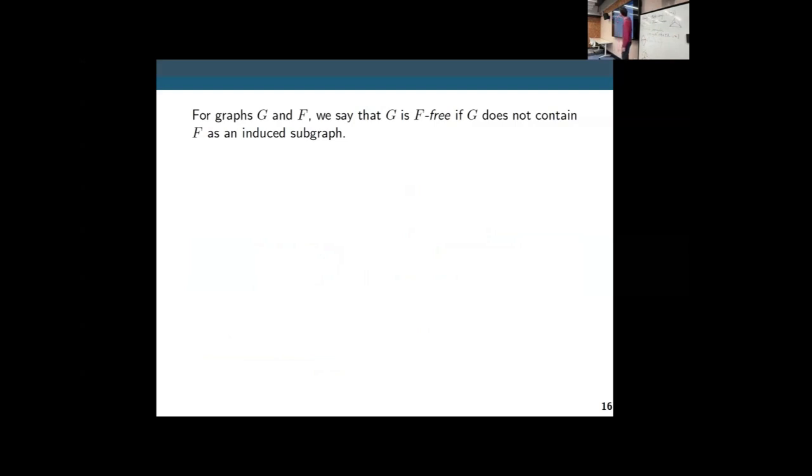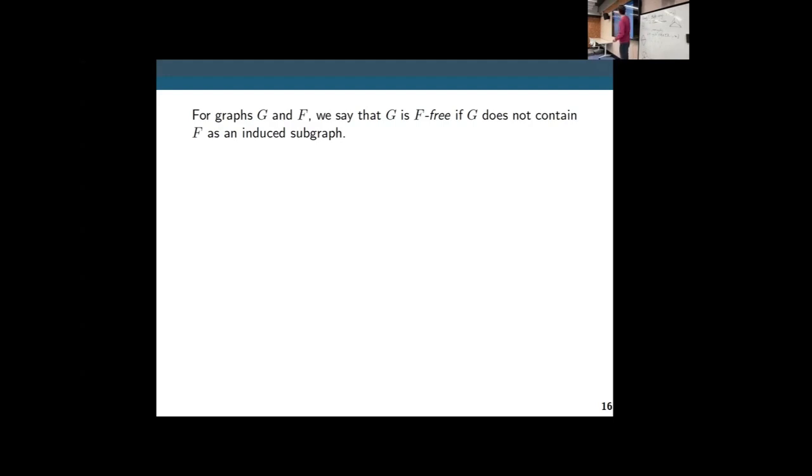So for graphs G and F, we say that this graph G, the host graph G, is F-free if G does not contain F as an induced subgraph. What does induced subgraph mean? We have some big graph G, and you take some vertices in this graph, then you look at the edges that are present in G between these vertices, and that is the induced subgraph. For instance, F might be K3, your triangle. It means that there are no triangles in your graph.